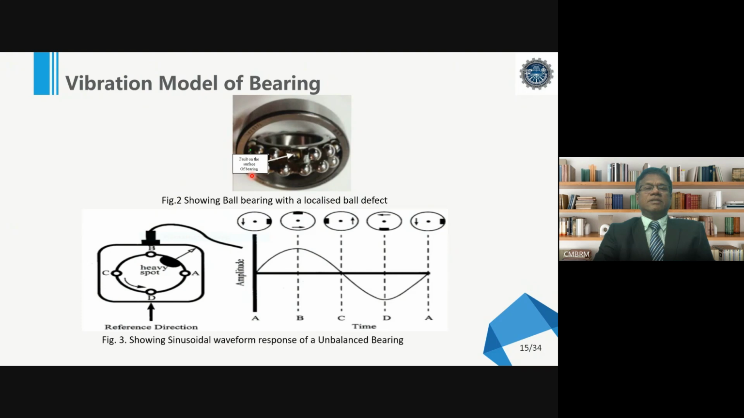Then how do we analyze a bearing for a fault detection system? We can find out from this figure. When the bearing rotates through A, B, C, D, when B reaches point B, if there is a defect, then the amplitude is maximum.